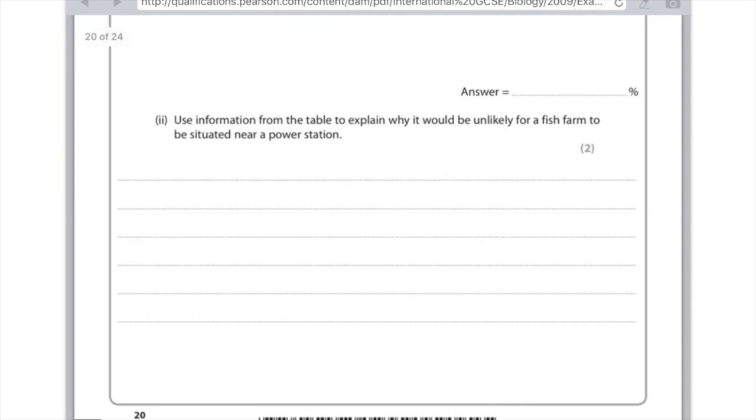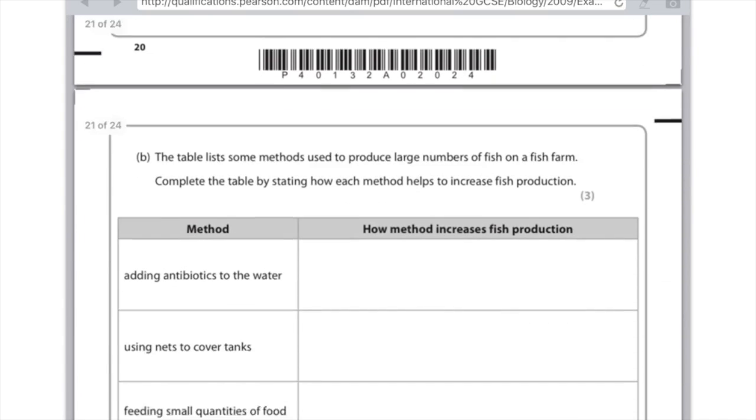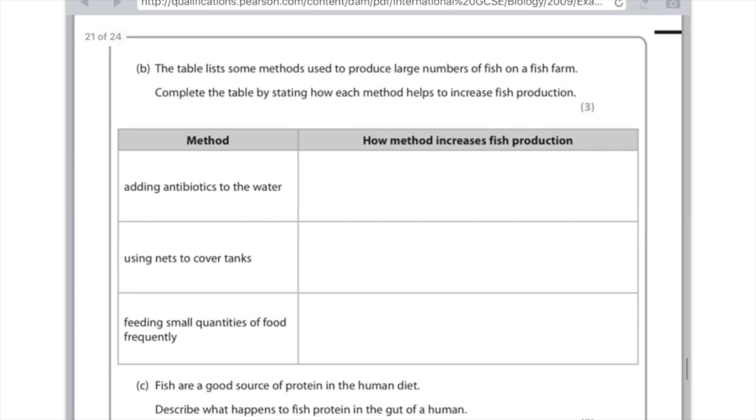So say that for the first mark. And less oxygen means obviously less respiration by the fish, and therefore less respiration must lead to less growth of the fish. B, the table lists some methods used to produce large numbers of fish on a fish farm. Complete the table by stating how each method helps to increase fish production.